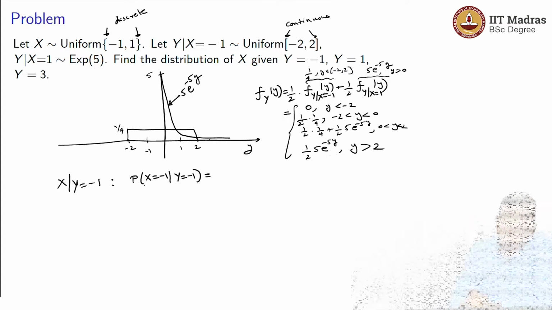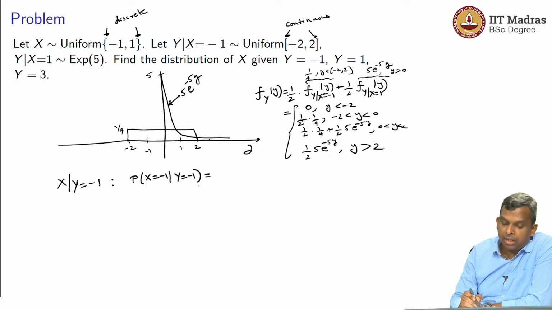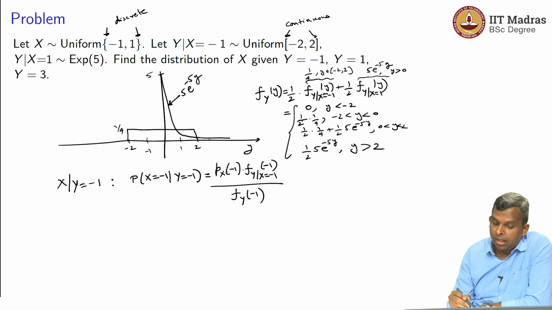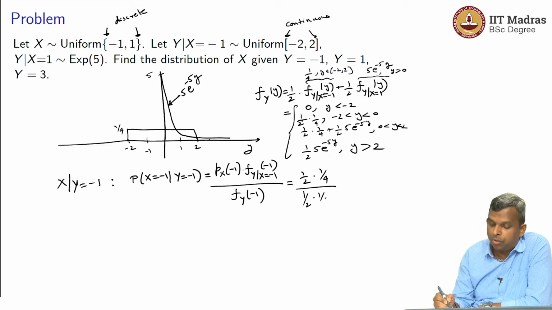Okay. So now what's the probability of x equals -1 given y equals -1? You know from the formula, it's p_X(-1) times f_{Y|X=-1}(-1) divided by f_Y(-1). Okay, so this is the formula, right? So now what is p_X(-1)? That's half. What is f of y given x equals -1? That is just 1/4 between -2 and 2. And what is the y value here? It's -1. So evaluated at -1, it's going to be 1/4. Okay. And what is f_Y at -1? You see it's half times 1/4. And that is 1. Okay. So notice this becomes 1.